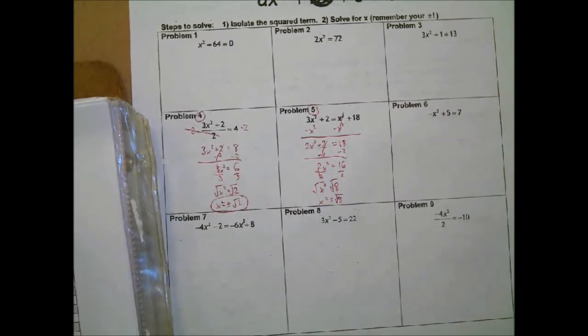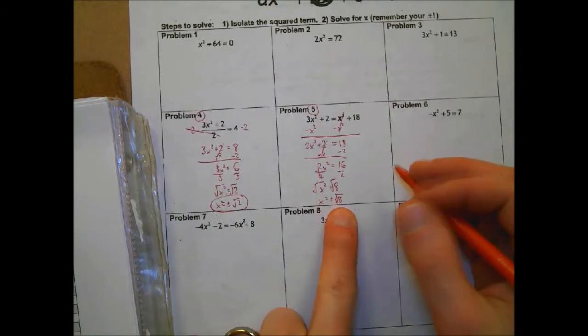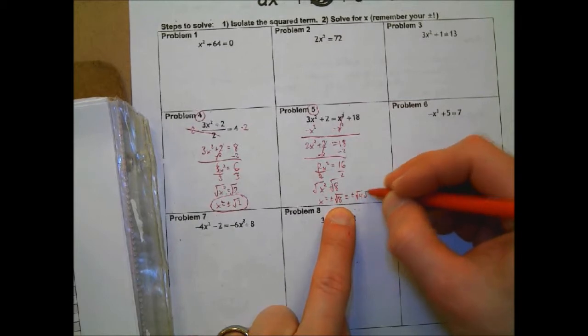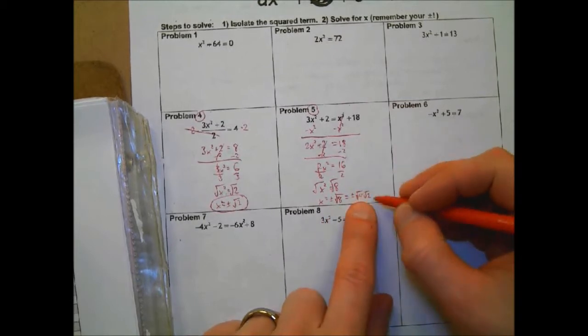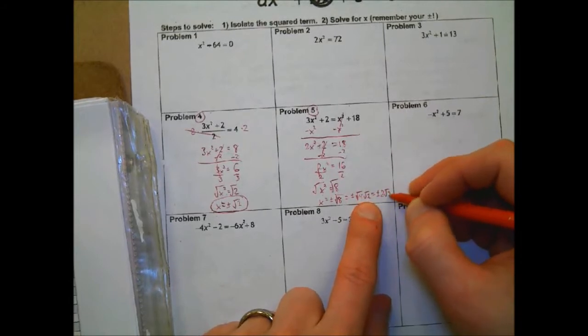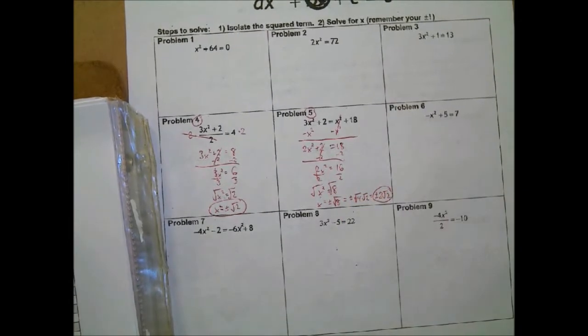Okay. That's right. Don't forget the plus or minus in front, right? Is that the best we can do? No. What can we break that 8 up into? 2, 4. So I'll do root 4, root 2. What is the square root of 4? 2. So we're going to have 2 root 2. And there's our final answer there.